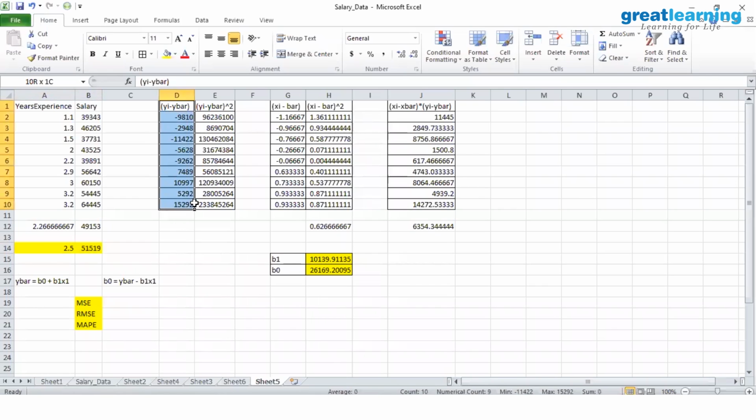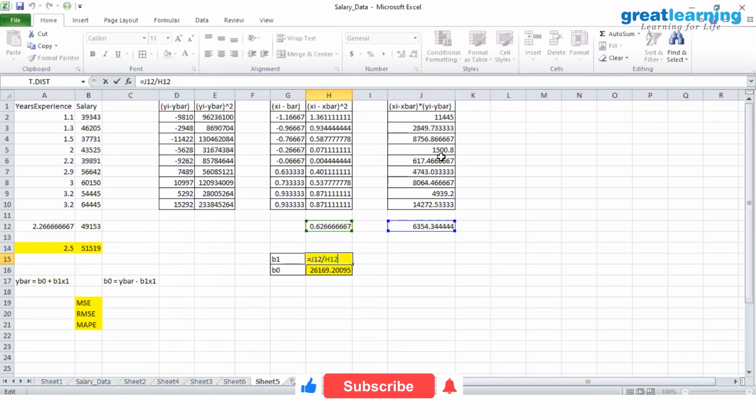I'm taking yi minus y bar the whole square, where y bar is given by the average value. To overcome the negative values, I've taken the square of yi minus y bar. Again, xi minus x bar, also to overcome the negative values, with x bar here. Then xi minus x bar into yi minus y bar is used to find the variable B1. To find B1, the coefficient of x1, you divide this value by this value.